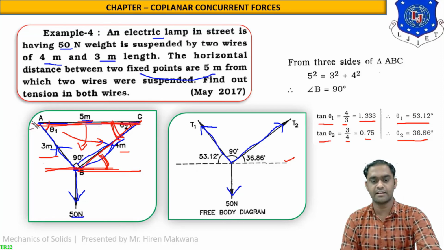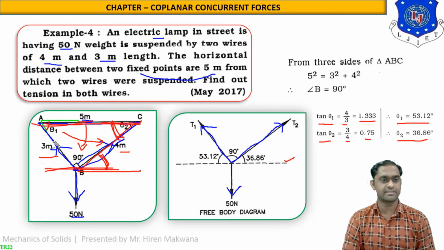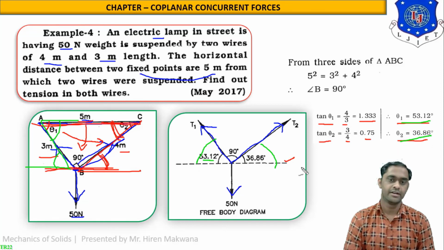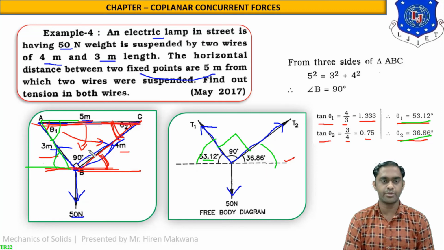Let us change the color. This is the green color Z. So this is theta 1, so this will also be theta 1. So theta 1 will be over here 53.12, which was calculated earlier, and this is theta 2, 36.86, which was calculated over here. And the middle angle is 90 degree, which is in between T1 and T2 as shown in this figure. So now the angles are ready.